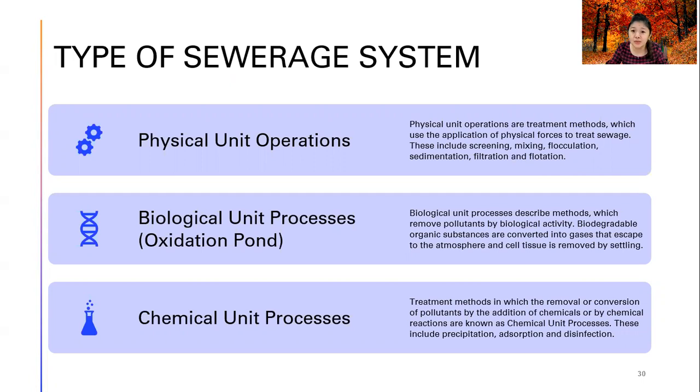All right. Physical unit operation is a treatment method which uses the application of physical force to treat the sewage. It includes screening, mixing, flocculation, sedimentation, filtration, and flotation. Biological unit process describes the methods which remove pollutants by biological activity. Biodegradable organic substances are converted into gases and escape to the atmosphere, and the cell tissue is removed by settling. Right. For the treatment method which is the removal or conversion of pollutants by added chemicals or by chemical reactions, this is known as chemical unit process. These include precipitation, adsorption, and disinfection.